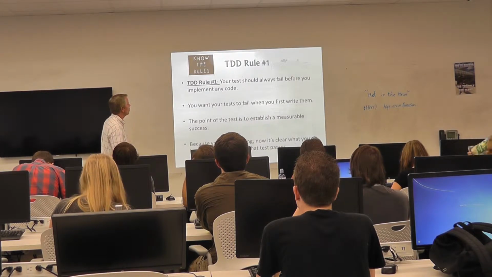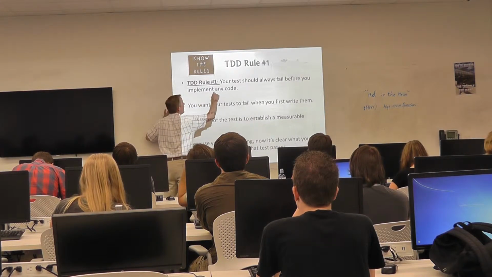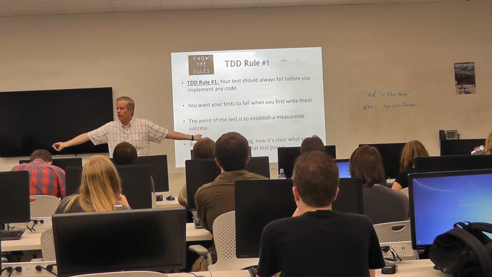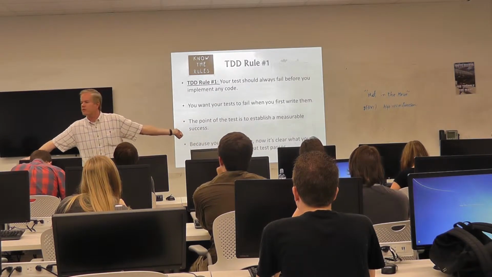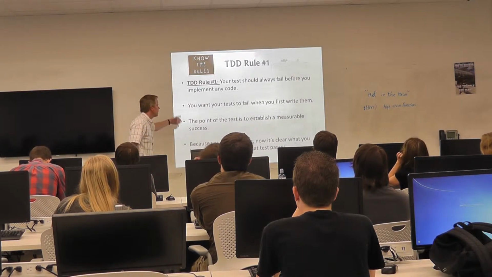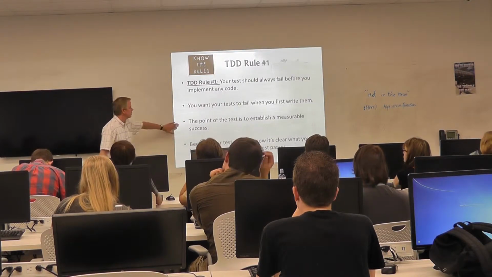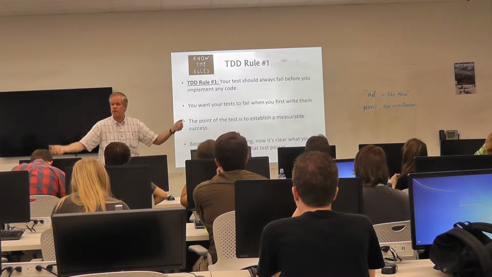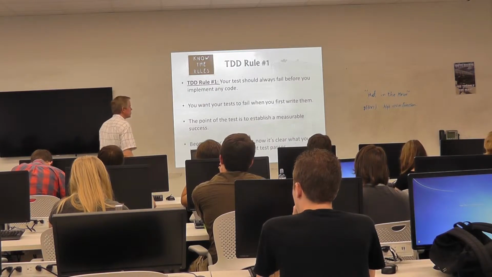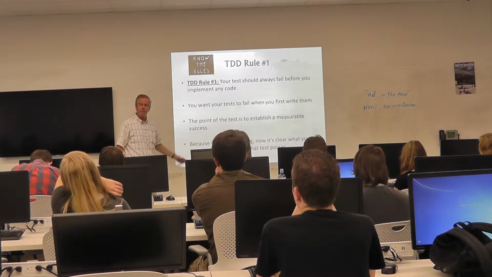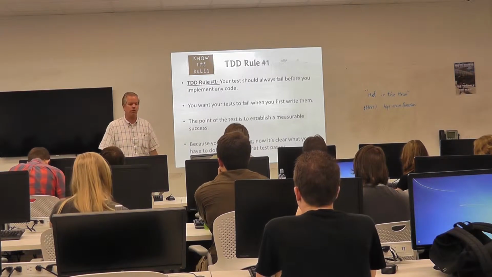How cool is that? Rule number 1, your test should always fail before you implement any code. Because you write the test case, right? If you run that test case, it's going to fail because there's absolutely no code to test. That seems pretty reasonable. You want them to fail, you want your test to establish a measurable success. In other words, as you write your code, suddenly you'll start to pass the test case. Because your test is failing now, it's clear what you have to do when you write your code. Basically, you're writing code to pass that test case.